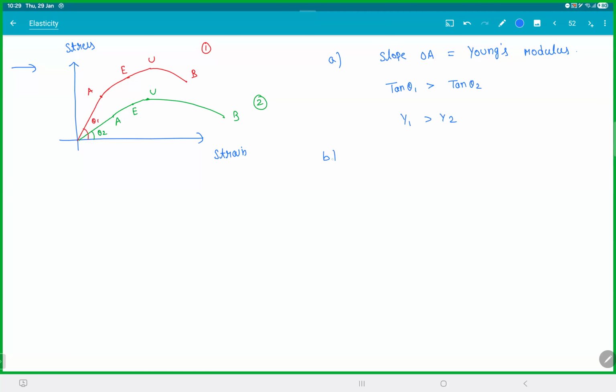Second thing, can you see the length of UB? It's pretty long for the second one. So the second material is good to make wires. Material 2 is better for wires, maybe copper. Material 1 is like glass. It breaks immediately. Material 2 will stretch a lot before breaking. Isn't that good to make wires? You want the wire to stretch a lot before breaking. That is one way they can ask you.